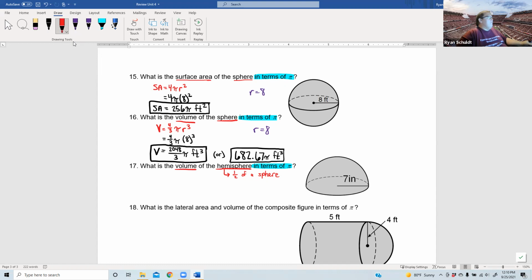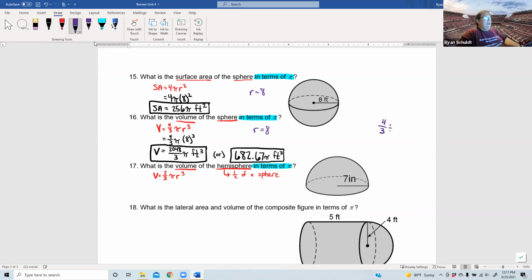Or, if you remember the formula that I gave y'all in class, the volume is 2/3 pi r cubed. You're like, well, wait a minute. How did you get the 2/3 instead of the 4/3 and all that? Well, think about it.